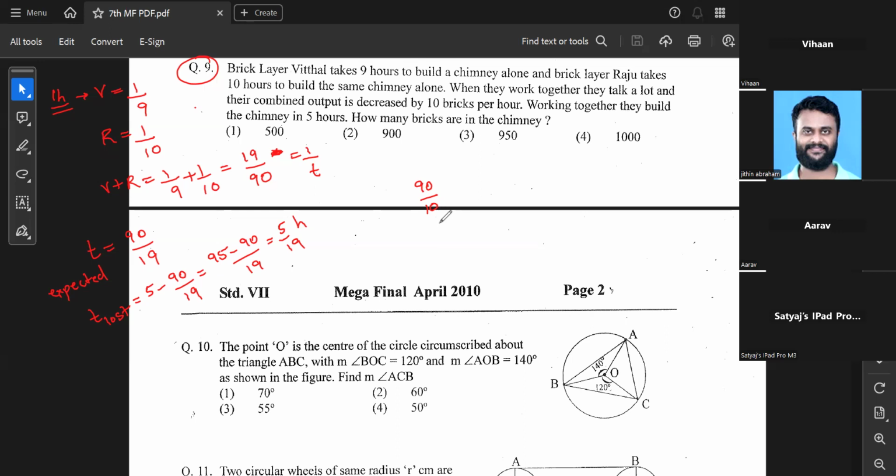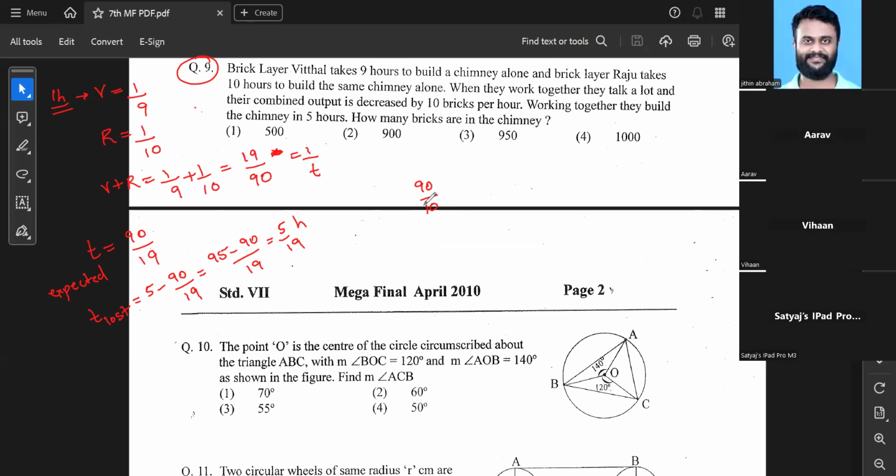Correct. In 1 hour, they are losing one brick, 18 by 91. Okay. Any other suggestion? No, logically, that's it. No, sir, 900. Yes, that is making sense. Sir, can you explain again? Sure. But just give me a minute.